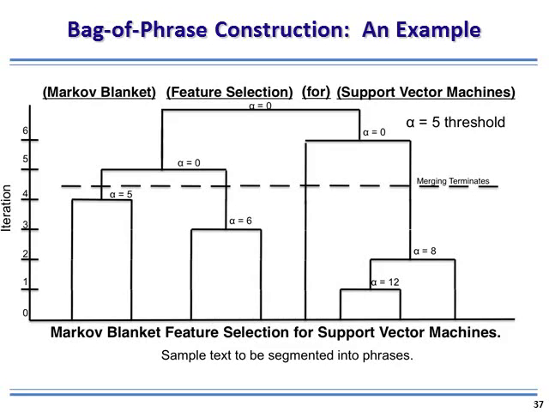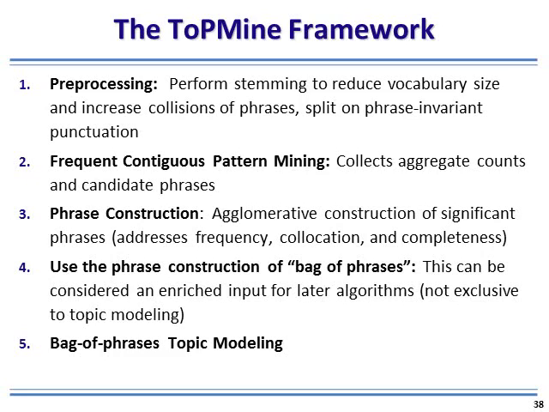And he basically turned around Marina's study. Marina's study first uses a topic model. Then for each topic, it tries to construct frequent phrases. He said, I first do the frequent phrase mining, and then I do the topic model and see what happens. Okay, that's what he did. He did pre-processing, then frequent continuous pattern mining, phrase construction, then used phrase construction to get backup phrases, and finally did the topic model.